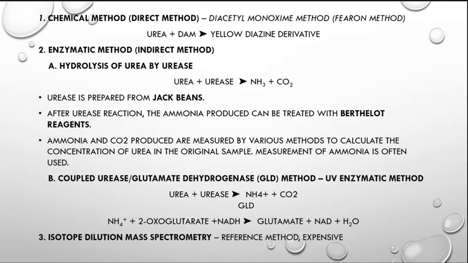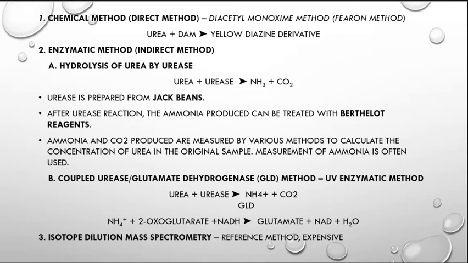Okay, so after urease reaction, the ammonia produced can be treated with Berthelot reagent. So ano man ang Berthelot reagent? So ang Berthelot reagent nato is an alkaline solution, okay? Mainly composed of phenol and hypochlorite. And then, what's special, or nganong gitreat na to ang ammonia ani? Because ammonia reacts with Berthelot reagent to form a blue product. Okay?